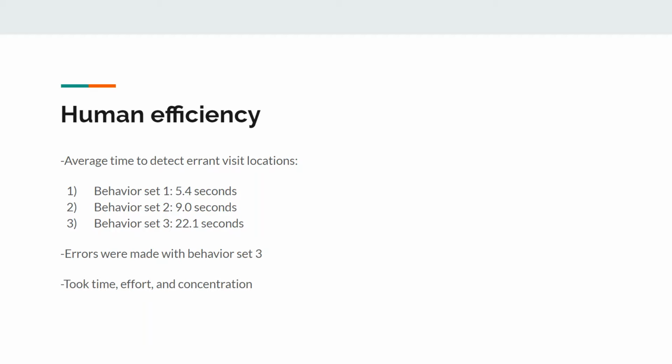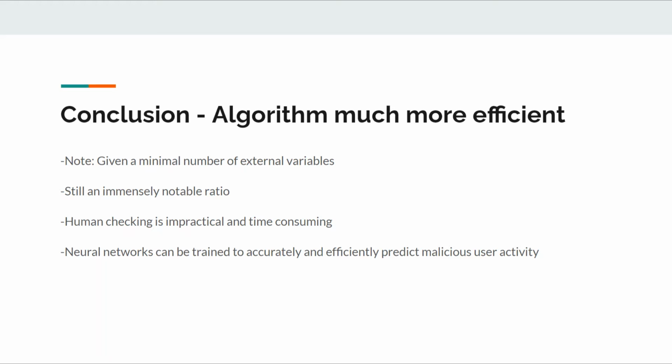In addition, the team members who tested this themselves made errors with respect to behavior set 3. There were instances, I don't know if there was one or two, in which things were marked correct when they should have marked incorrect. It also took a lot of time, effort, and concentration. In conclusion, the use of the algorithm was much more efficient than the use of human power to check each and every visit location to make sure that there's not malicious intent.